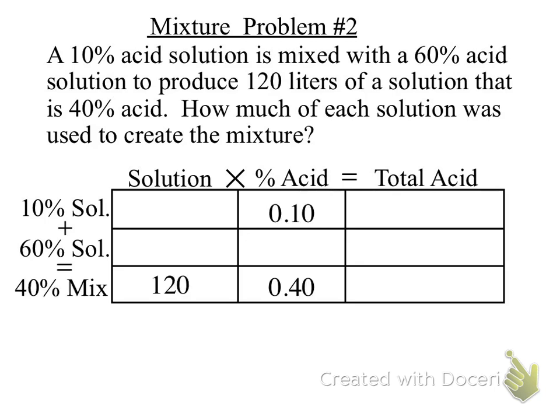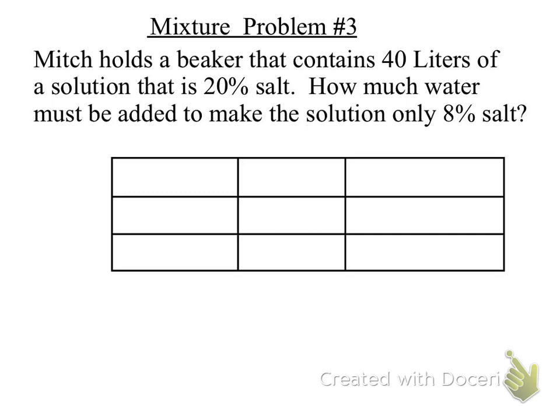Right. Here we go. Mitch holds a beaker that contains 40 liters of a solution that's 20% salt. How much water must be added to make the solution only 8% salt? Which one's the weak solution here? His solution is already weak. The 20% salt. What am I mixing? Water and salt water to make more salt water. So what's the weak solution that's diluting it?